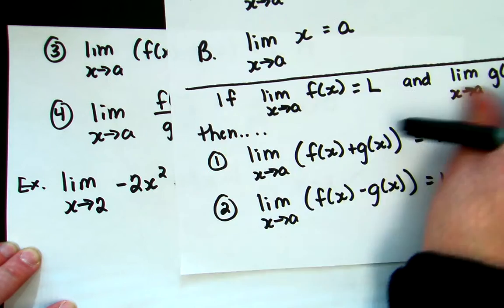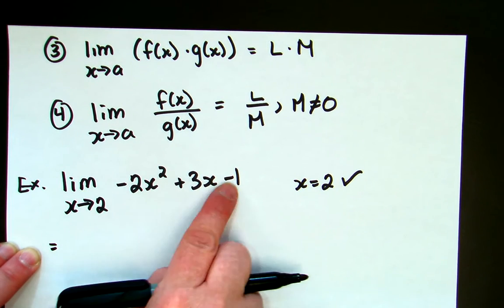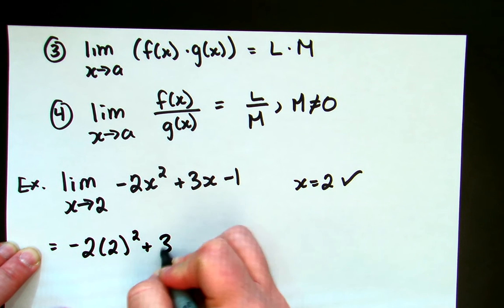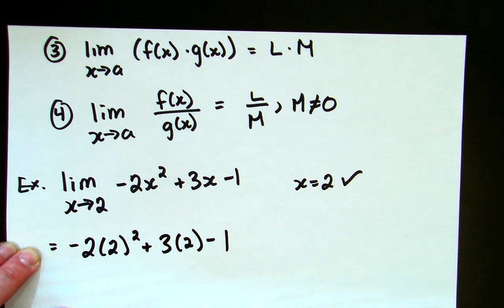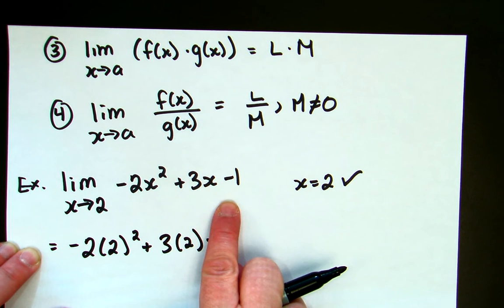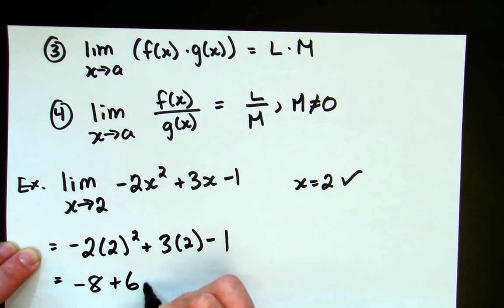Those are all of our laws in place. We're simply going to say, because this is a limit and we can add and subtract and multiply, I can just add and subtract and multiply according to all the pieces. And because 2 is a determinable value, I just put it in. So this is going to give me negative 8 plus 6 minus 1, which is going to give me negative 1 as my limit.